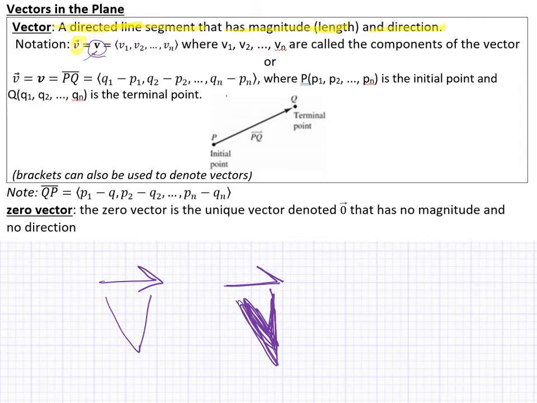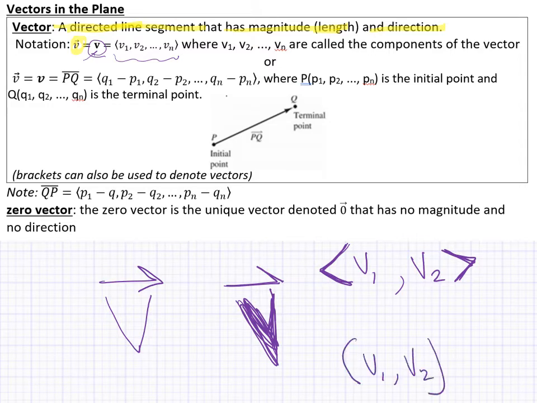Another way to denote it is with the component form, which would be this here. Depending on what space we're in would depend on the number of components we have. So a 2D vector would have 2 components. First component, let's call V1. Second component we'd call V2. And we would use these triangular brackets to denote that this is a vector. Remember, when we use parentheses, we denote it as a point. So if I had a notation like this, this would be the point V1, V2. But this is the vector with these brackets, V1, V2.